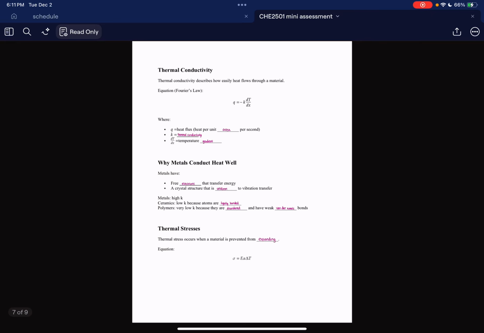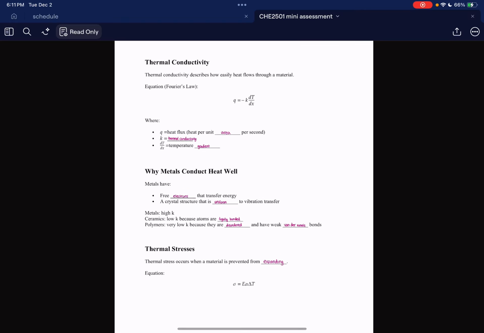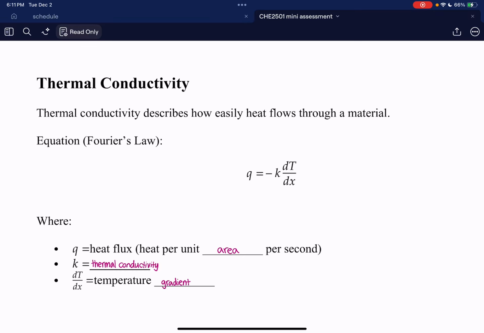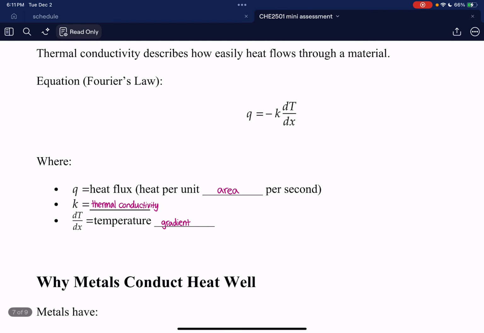Now we have thermal conductivity, and this is where Fourier's law comes in. Thermal conductivity describes how easily heat flows through a material. The equation is Q equals minus K dT over dx, where Q is the heat flux, measured in heat per unit area per second, K is the thermal conductivity, and dT over dx is the temperature gradient.